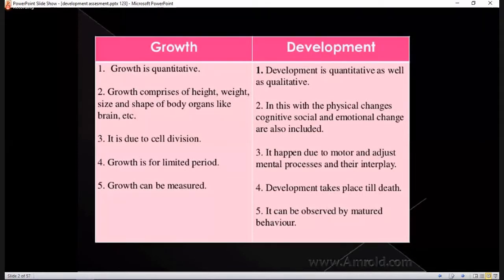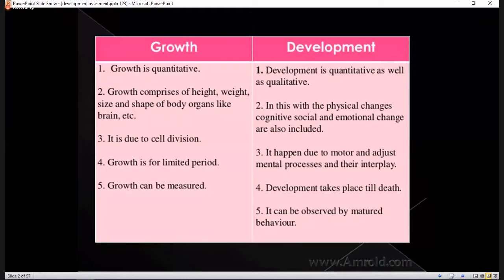As far as development is concerned, it is quantitative as well as qualitative. In this, physical changes, cognitive, social, and emotional changes are also included. It basically refers to the maturation of the CNS. It happens due to the motor and adjacent mental processes and their interplay. Development takes place till death. It can be observed by mature behavior. So mature behavior is development.